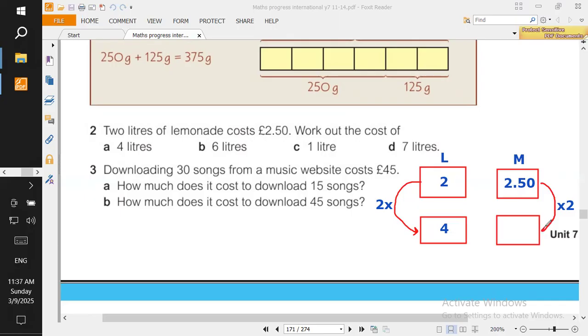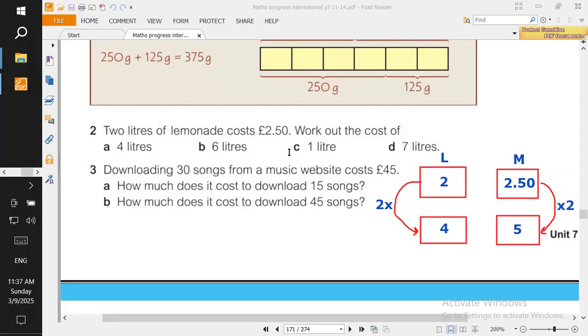Now, with inverse proportion, it's the opposite. If it's multiplying here, it's going to be dividing on the other side. So 2 times 2 is going to be 4. Same idea with the other side because it's direct proportion. 2.50 times 2 is going to be 5. So the answer is 5 pounds.